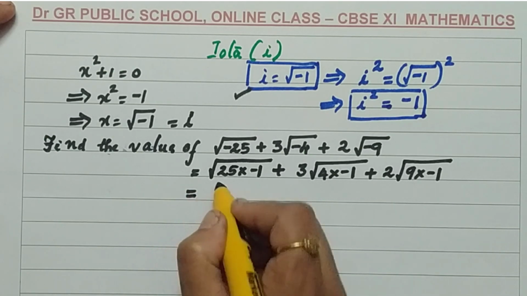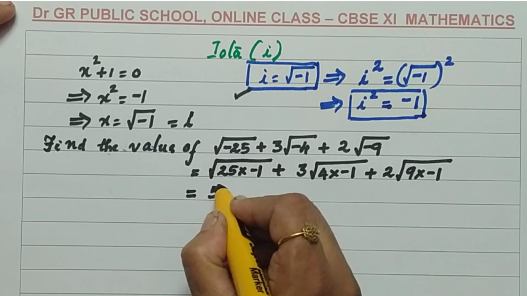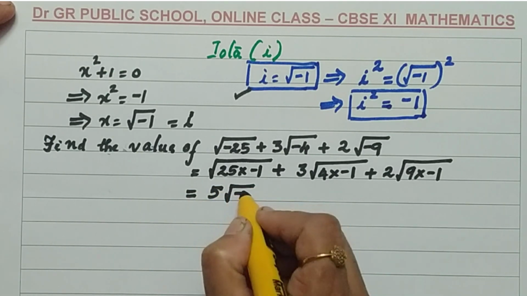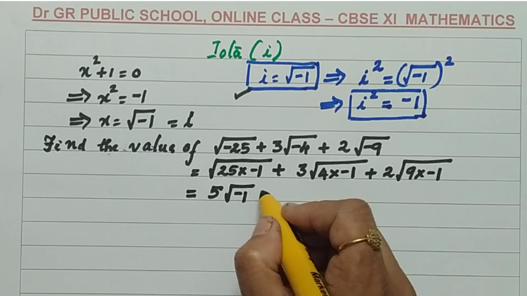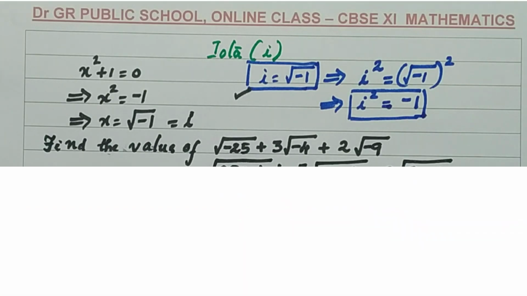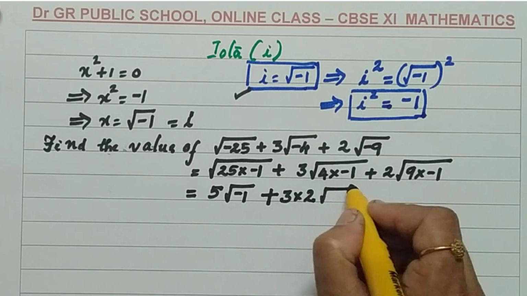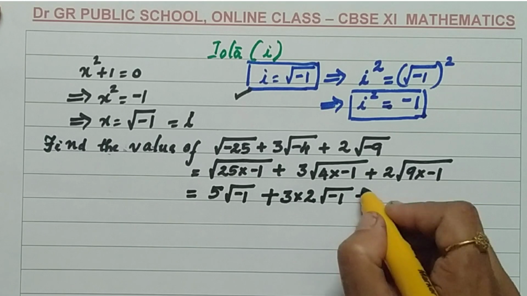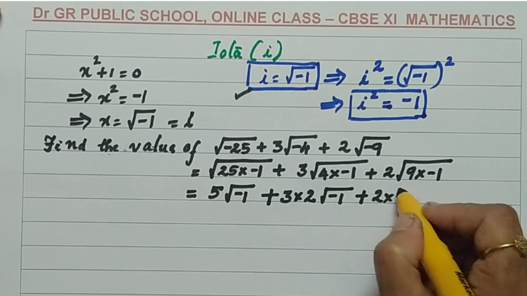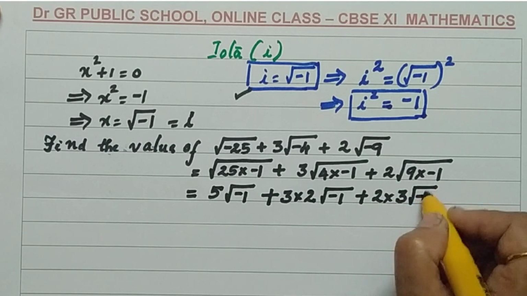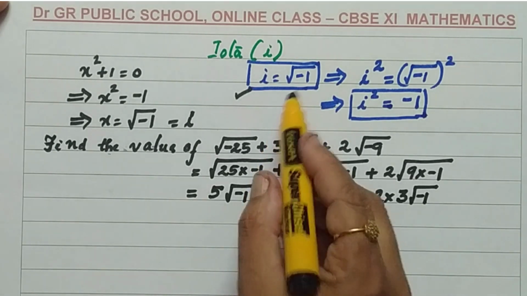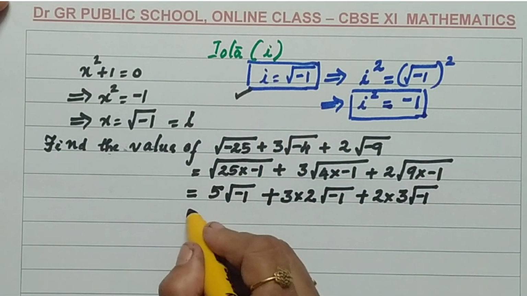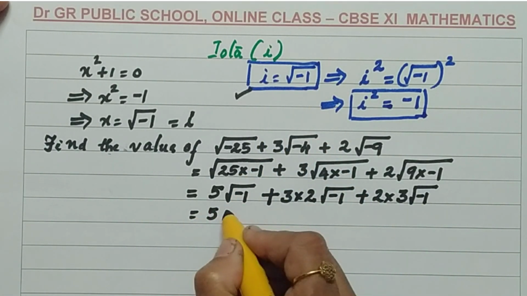Now you know that root of 25 is 5. This root of minus 1 has no value as per our real number system. Plus 3 into 2 into root of minus 1, plus 2 into root of 9 is 3, into root of minus 1. As root of minus 1 has no value in the real number system, but you know that root of minus 1 equals i. Replace all root of minus 1 with i.